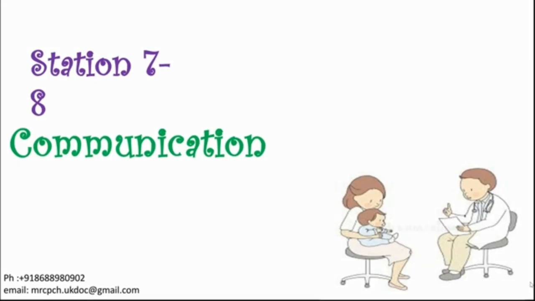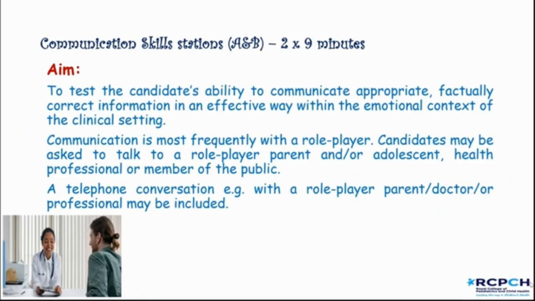So the next stations are station 7 and 8, the communication stations. There are 2 communication stations, A and B. Each has 9 minutes. The aim of this station is to test the candidate's ability to communicate appropriately and factually correct information in a very effective way. This station does not have any patients or parents. The task is usually with the role player.